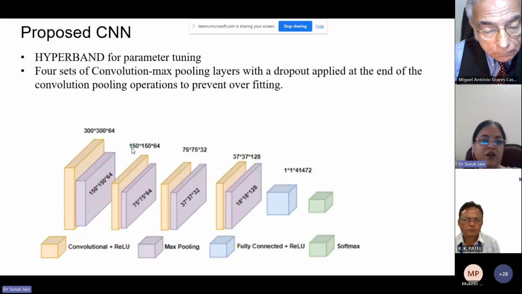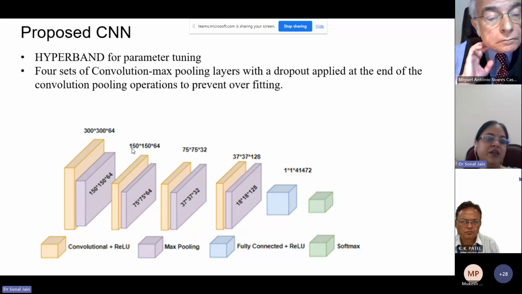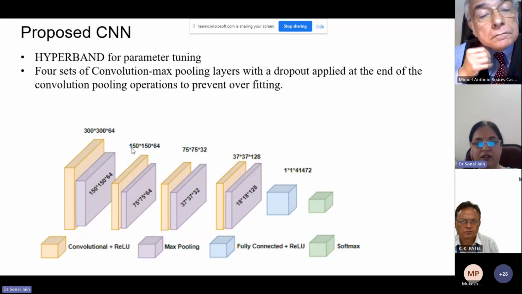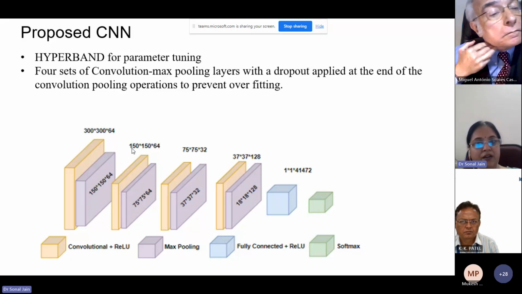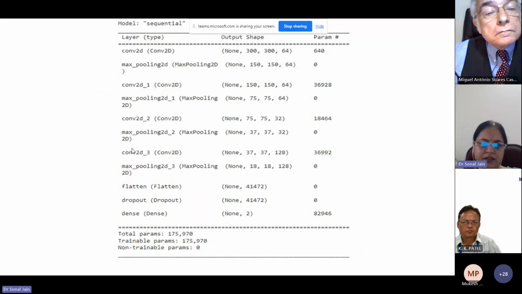Then we went for exploring CNN, a modified CNN. We used Hyperband for parameter tuning. We used 4 convolution layers with max pooling, with a dropout layer to avoid overfitting. This is the architecture of it, and this is a summary of that particular model.